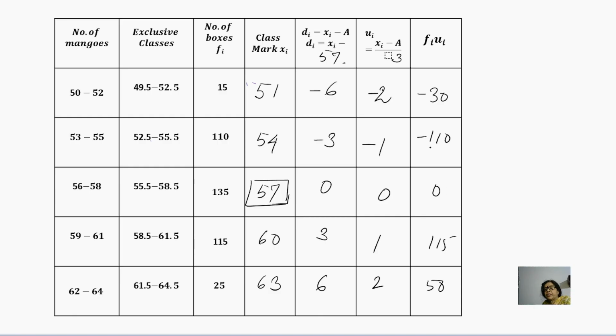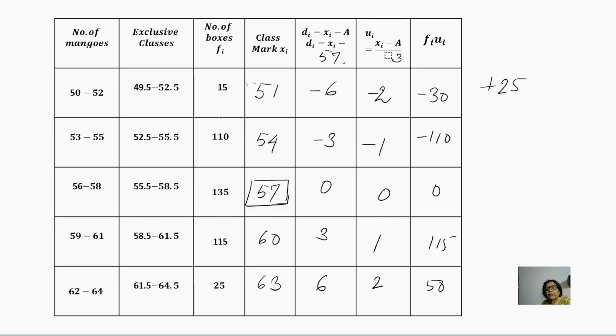So 115 minus 110 is plus 5. Plus 5 and minus 30 gives us minus 25. Minus 25 plus 50 is plus 25. So the summation of this column is plus 25. You have to be very careful with the sign. You can take the negative values separately and the positive values separately, add them and finally subtract them.